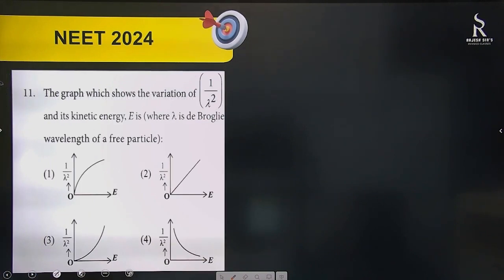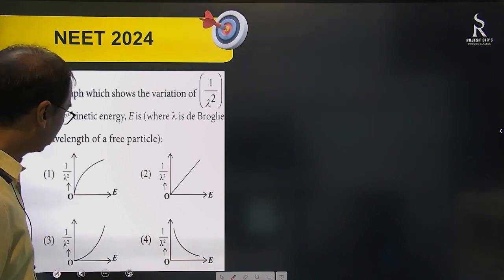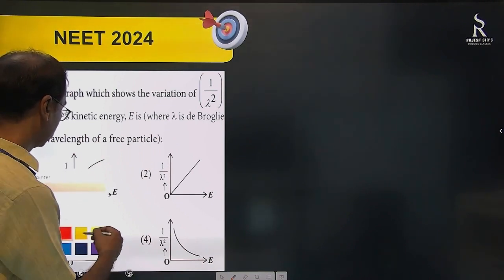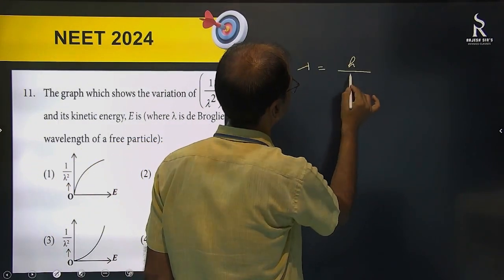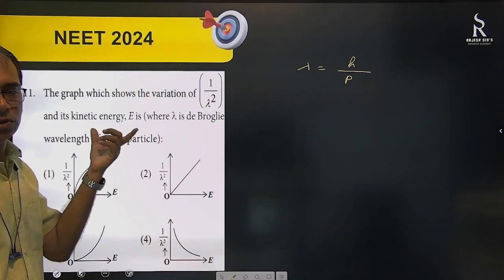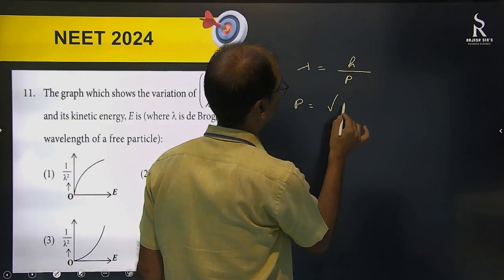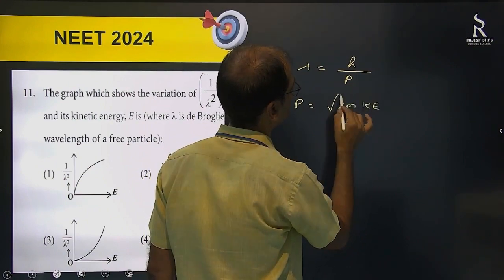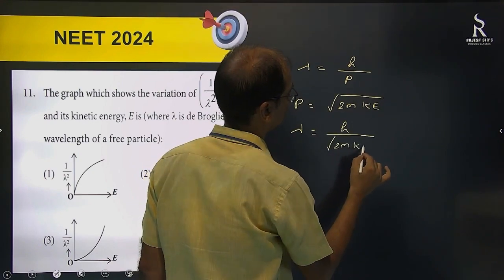Next one, the graph which shows the variation of 1 by lambda square and kinetic energy E, where lambda is the de Broglie wavelength of a free particle. When we talk about de Broglie wavelength, we have one main formula which says lambda equal to h by p, where p is the momentum of the particle. But he is asking in terms of kinetic energy. So let's convert this p into kinetic energy. P is root over 2m into kinetic energy. So lambda equal to h by root 2m kinetic energy.